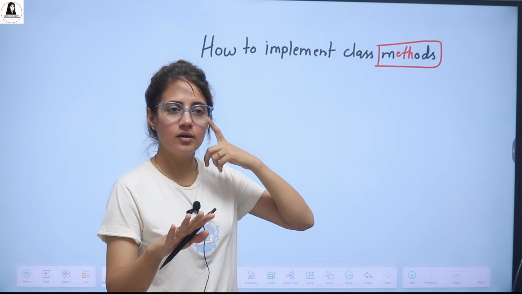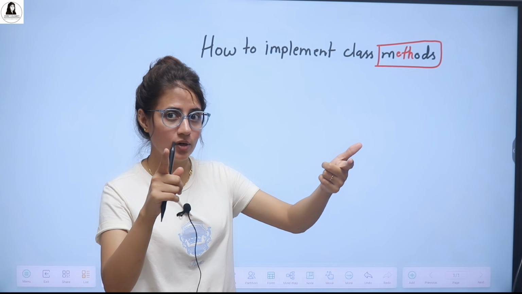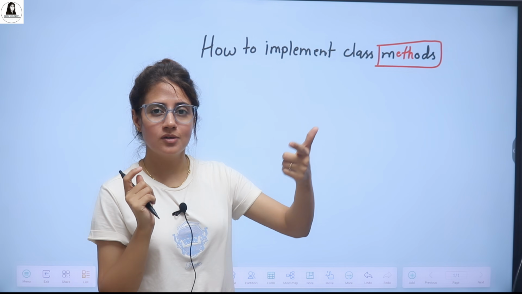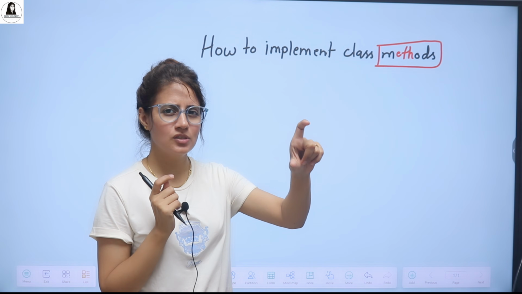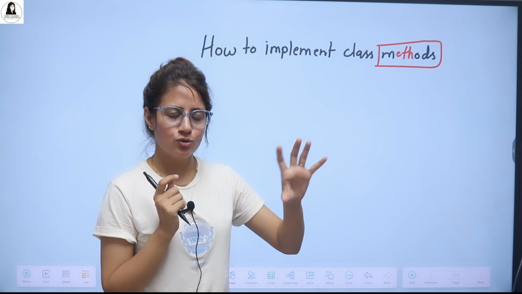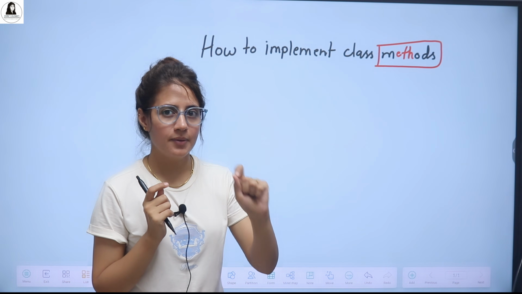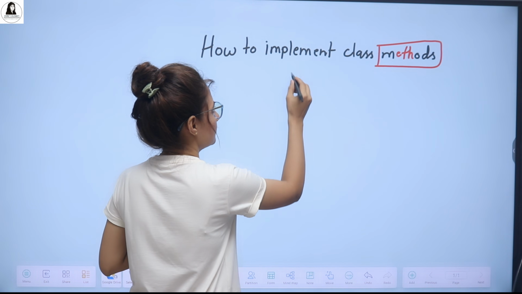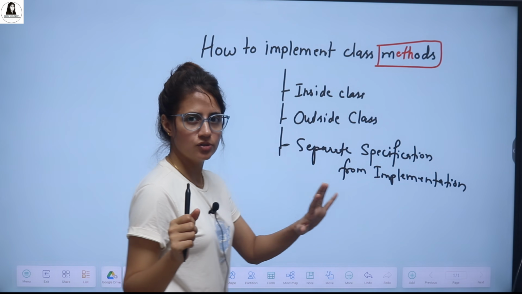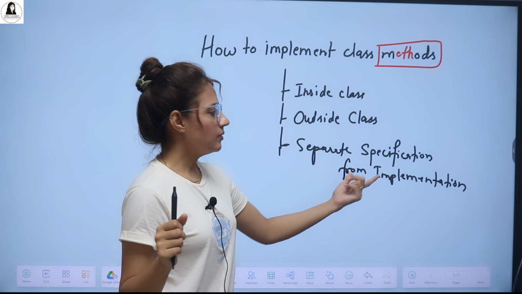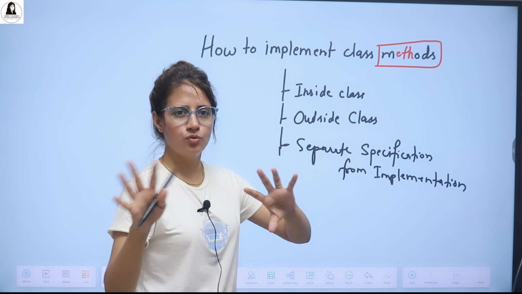Till now we were defining those methods inside the class only, those deposit and withdraw and all. Inside the class only we have just defined those functions, so that is also fine. But there are basically three ways to implement class methods. One is inside the class, second is outside the class, and third is to separate the specifications of those methods from the implementation, from the actual definition. So declaration and definition would be different.